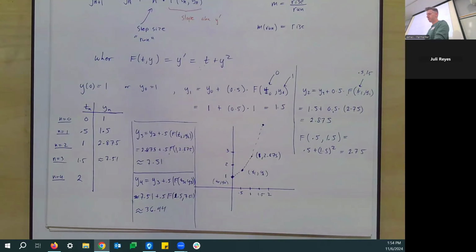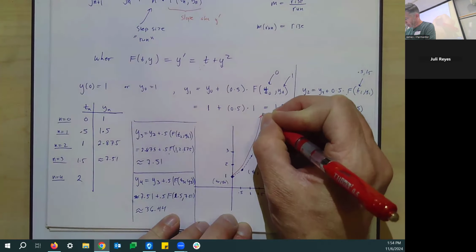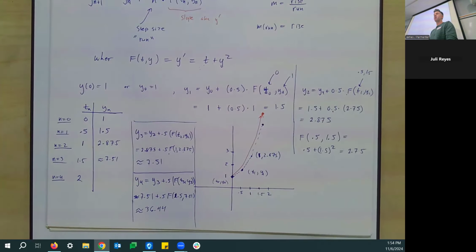So here's my kind of solution I made up, and maybe the actual solution looks more like this, where we would actually be getting something maybe a little bit bigger. We don't know what the actual solution is because this is one we can't solve, but this is how we could do it.